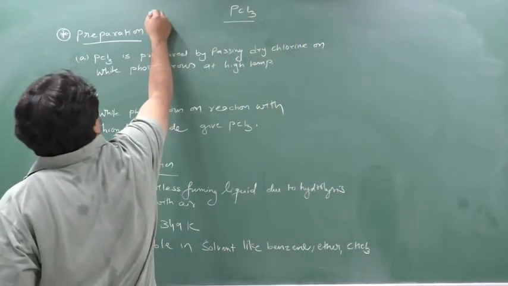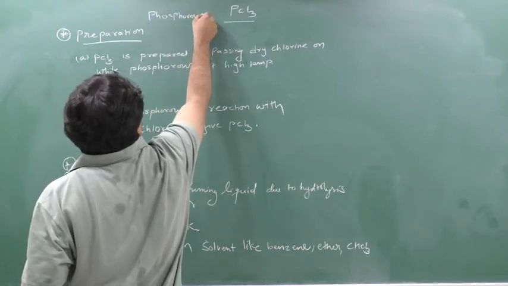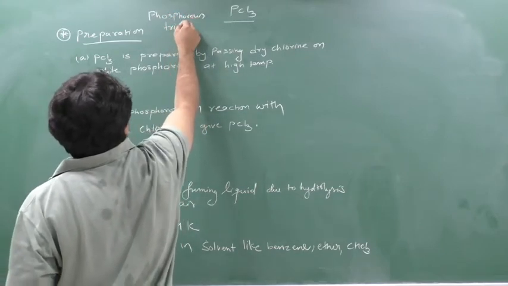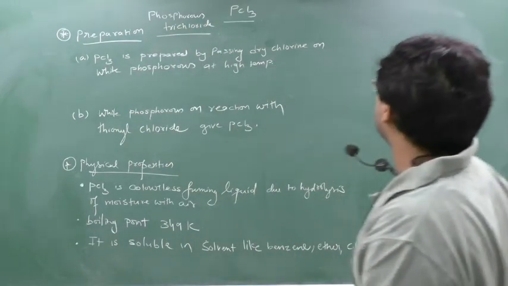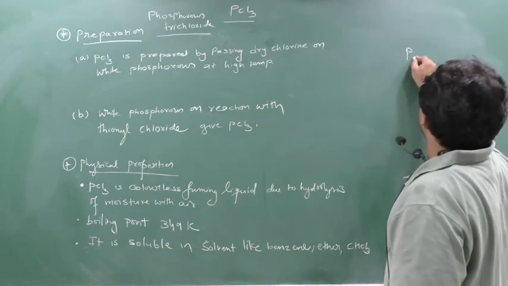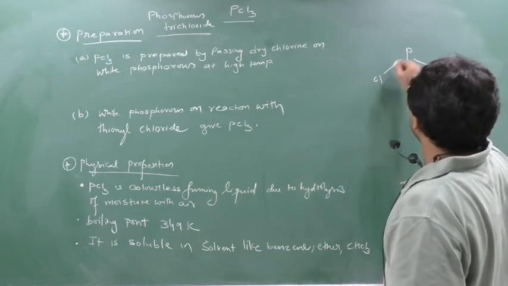The name of PCl3 is phosphorus trichloride. Clear? First we will see the structure. The structure of PCl3 is pyramidal. Clear? Please remember this: the structure of PCl3 is pyramidal.